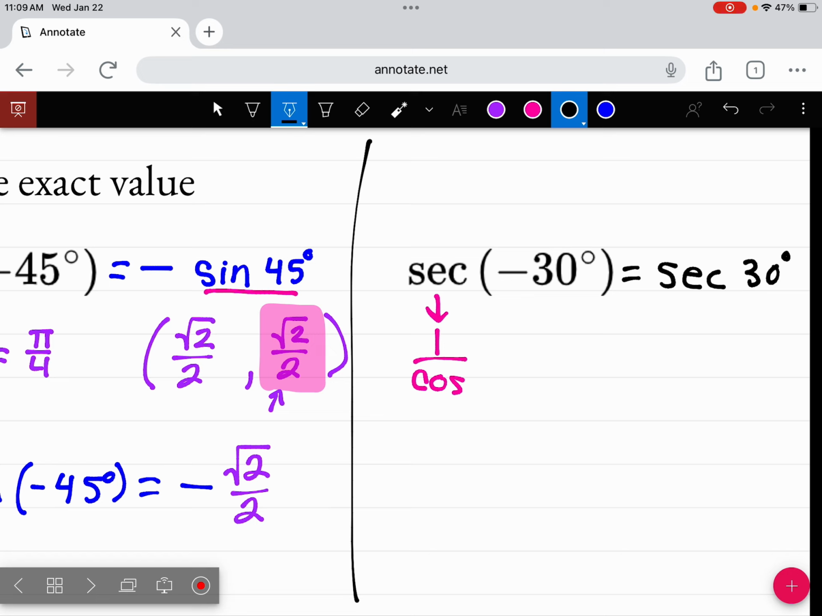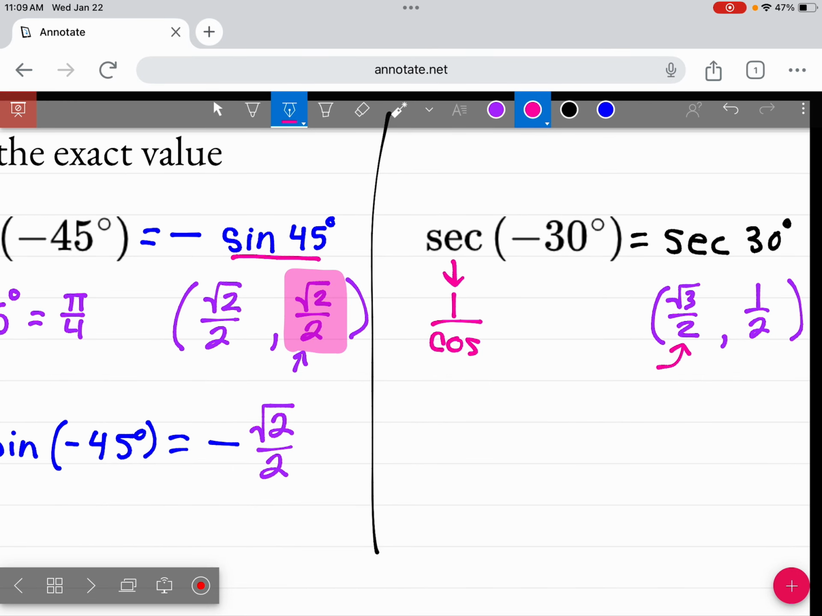So we need to think about 30 degrees. What is the ordered pair for 30 degrees? Square root of 3 over 2, comma 1 over 2. So which one's our cosine? The x value. So our square root of 3 over 2. So we know cosine of 30 degrees is square root of 3 over 2.